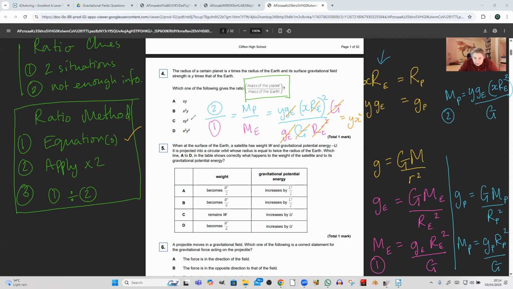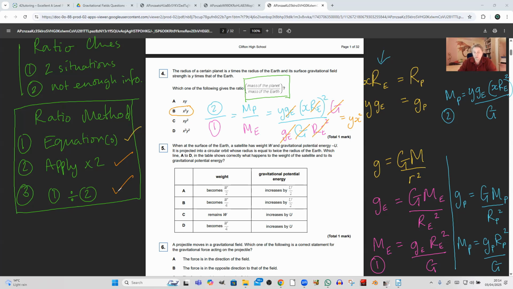So it is YX squared, this one, B. Can you see how to do it? So I've applied it twice and then I divided one by the other, and I got my answer. Okay, so that's a ratio question. Do I need to do any more?